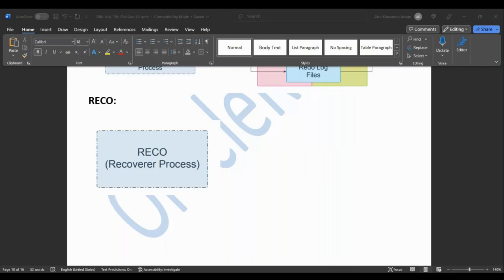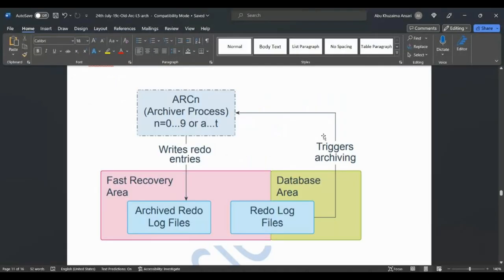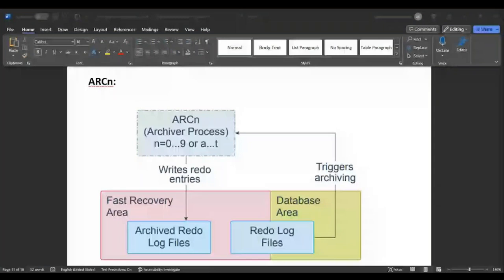The RECO process automatically connects to the other databases involved in the in-doubt distributed transaction. When RECO re-establishes a connection between the databases, it automatically resolves all in-doubt transactions, removing from each database's pending transaction table any rows that correspond to the resolved transaction. Okay. And RECO also runs as a thread and operating system process. Now, a major optional background process is ARCN. So how many ARCN do we have by default and how many ARCN do we have in total?